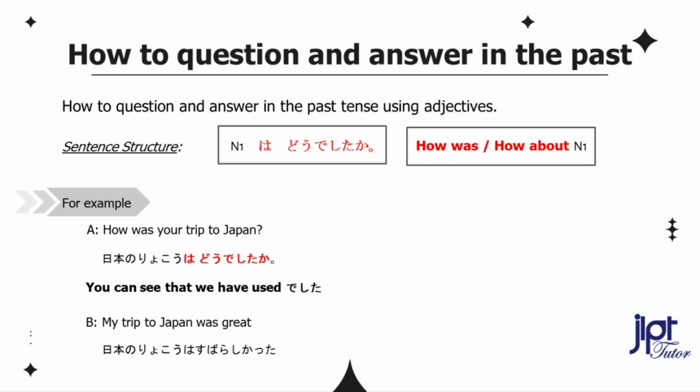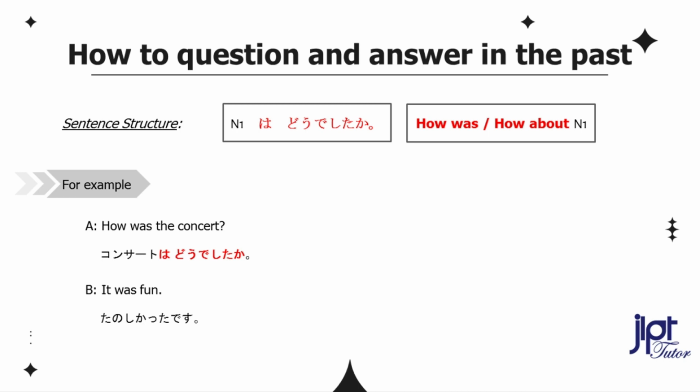If someone was asking, how was the concert? コンサートはどうでしたか？ You can say, it was fun. 楽しかったです。 Remember, the form of the adjective need to change to past tense.